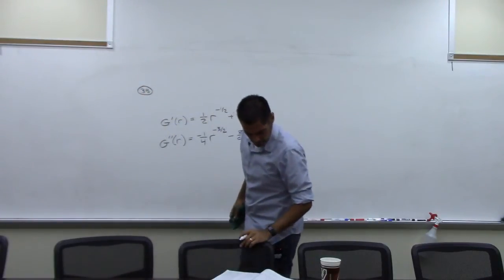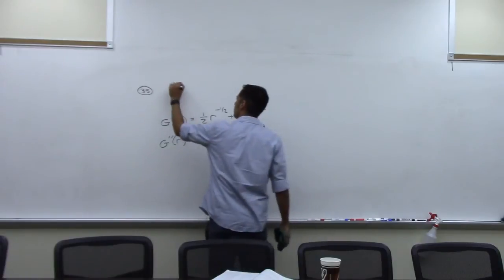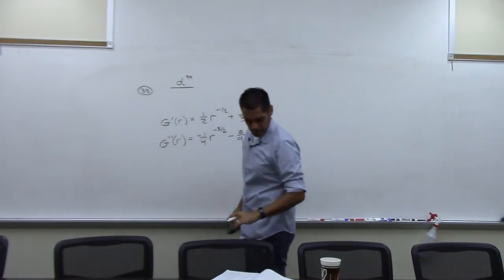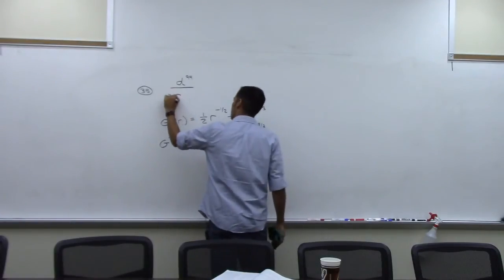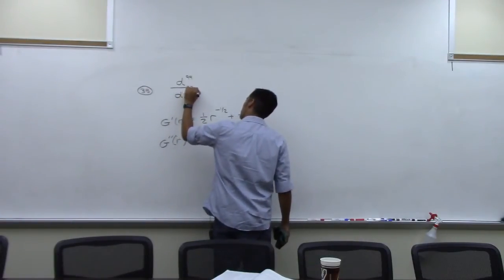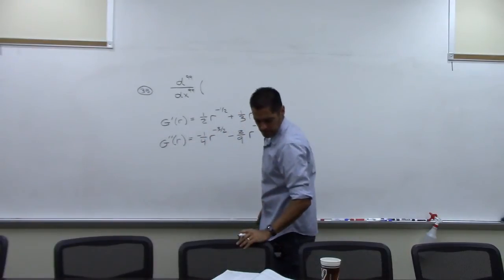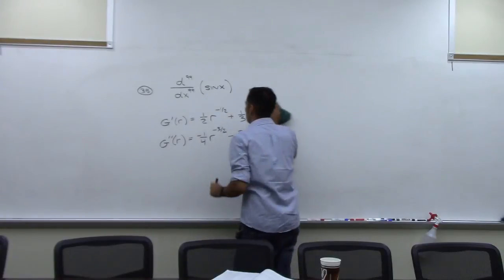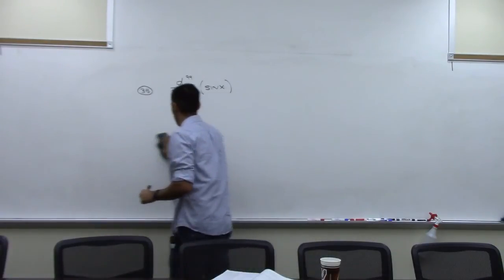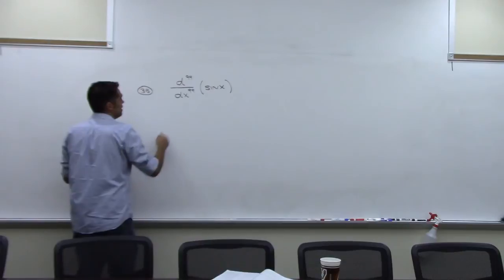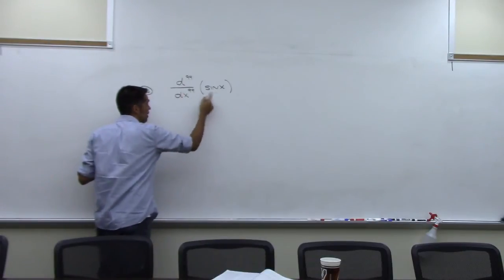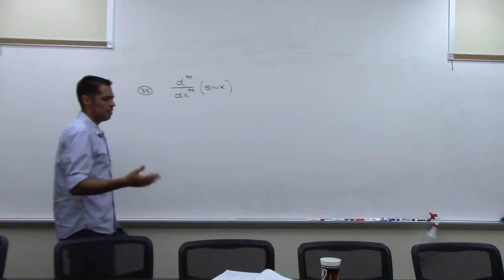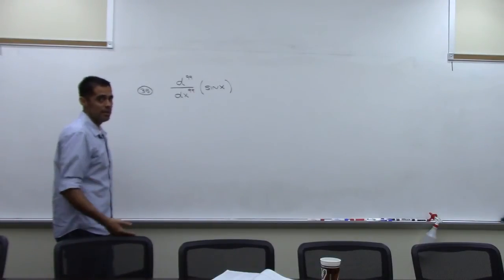They tell you to find d^99/dx^99 of sine x. So this is Leibniz notation, and what it's saying is for us to take the 99th derivative of sine x. So I'm going to take the first derivative, then the second, third, fourth, fifth, sixth, seventh, eighth. I'm going to do it 99 times.